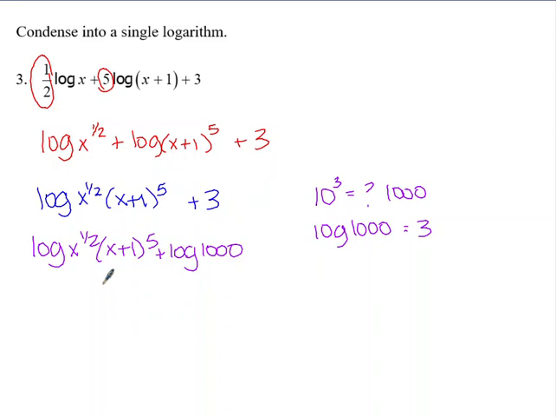Now we can combine these again using our product property. And I'm going to rewrite this x to the 1/2 as square root of x. And that's our final answer. Sometimes you might see logs written with an additional bracket here for clarification. It's not necessary, but it does help make it a little bit clearer.